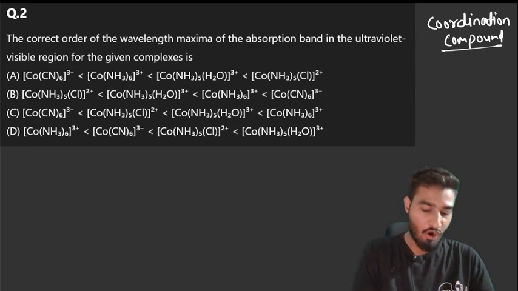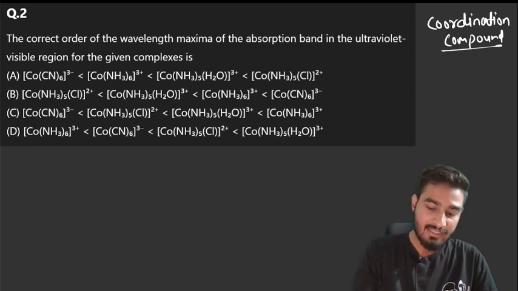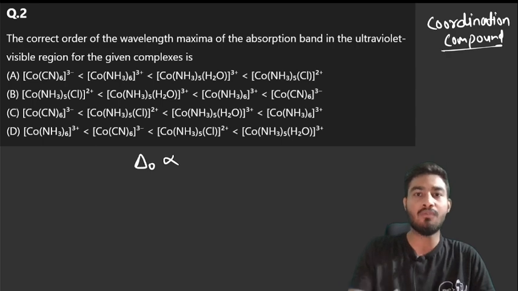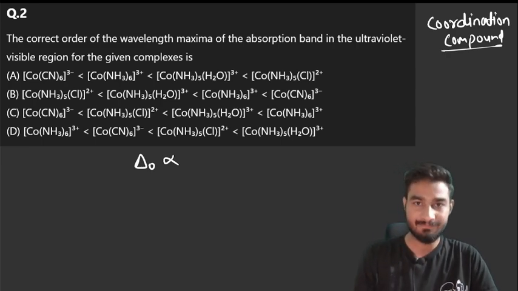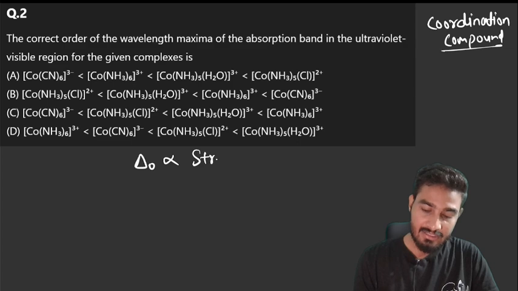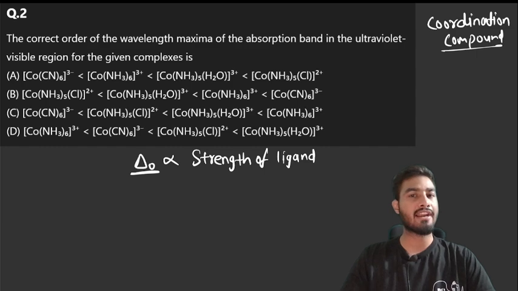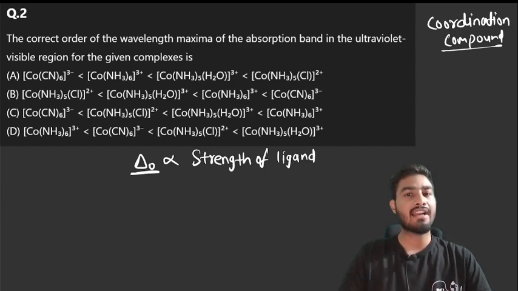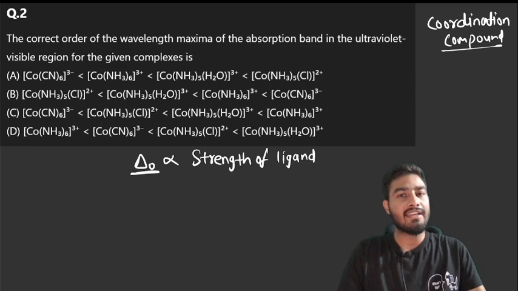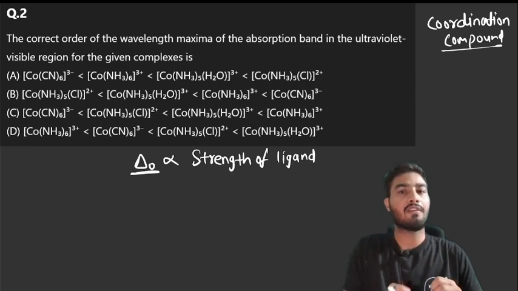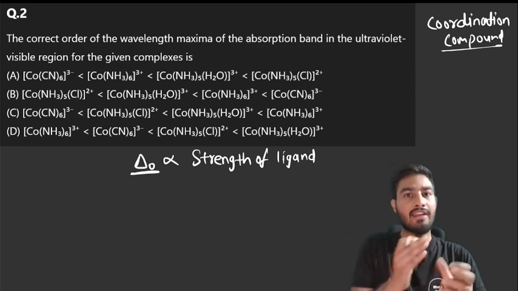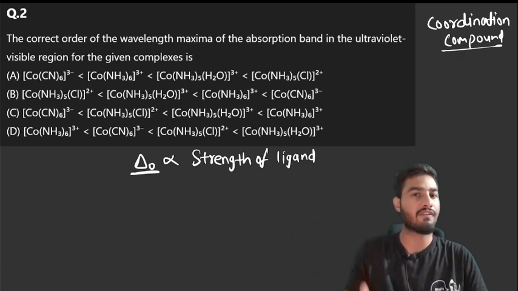We know for octahedral complexes that delta O is directly proportional to the strength of the ligand. Yes or no? And delta O is the splitting energy in octahedral complexes. So what they are trying to say is, when it absorbs a photon, what will be the wavelength of that photon; we have to arrange them in increasing or decreasing order.